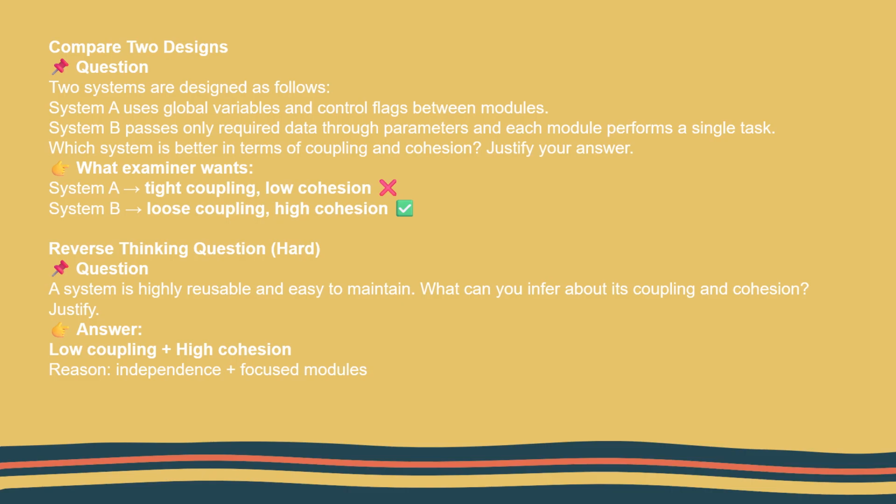Now let's see this question. Two systems are designed as follows. System A using global variable. Global variable means global or common coupling. And control flags between module. That is your switch case and all. So this is control coupling.